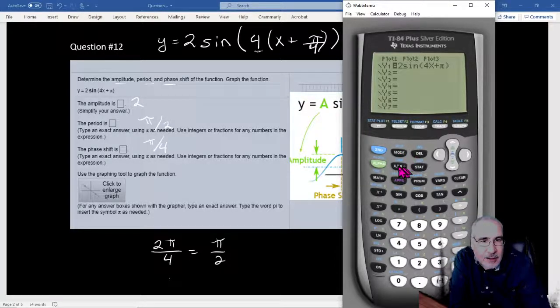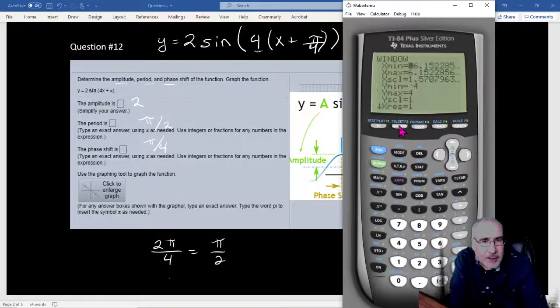I guess does it really matter whether we're in radians or degrees? Probably not, but we're in radians, which is good. I'm going to do a zoom trig to get the window looking how it should. And I can see here it's going up, not just up to 1, but up to 2. There's its amplitude. So there's the amplitude of 2. I'm seeing that.